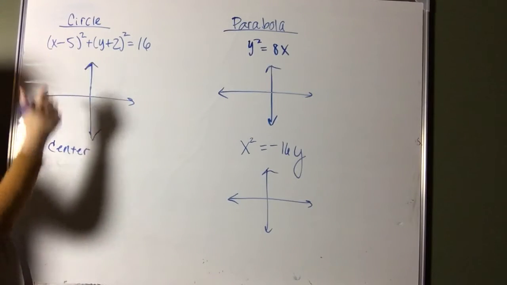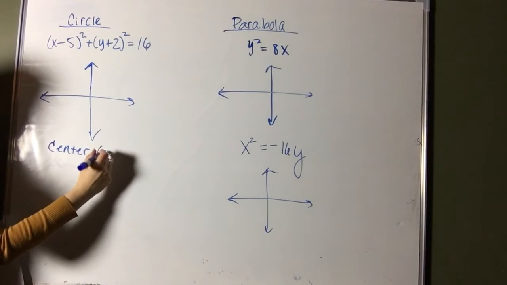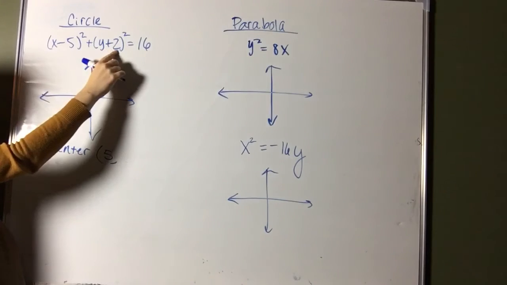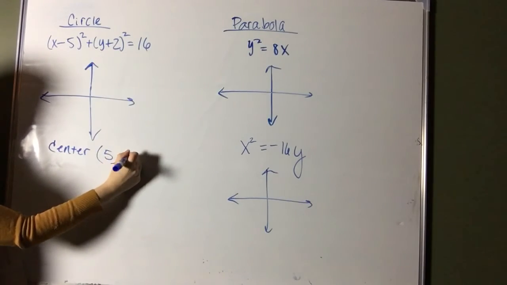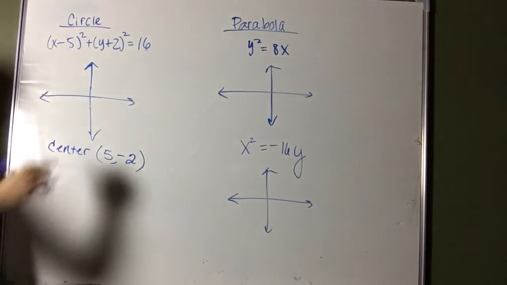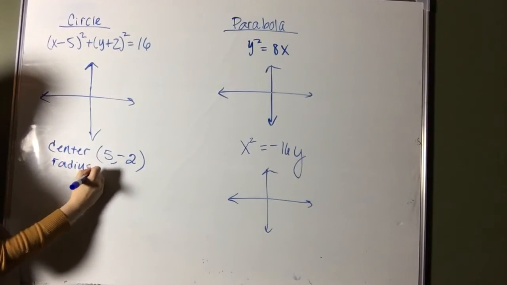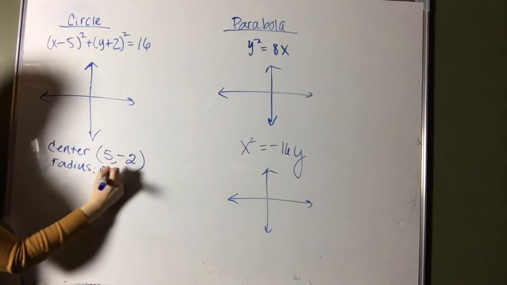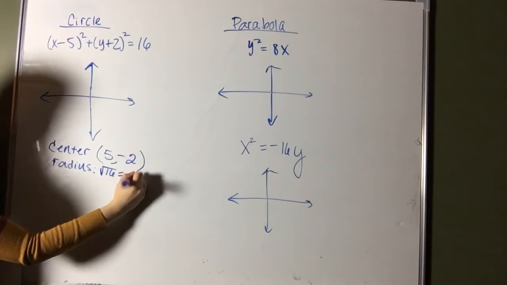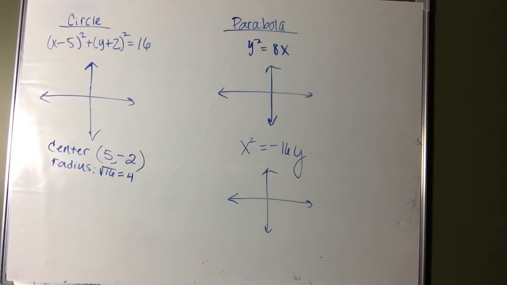So we have -5. Our x-coordinate will be +5. We have +2, so the y-coordinate will be -2, right? So opposite. And then the radius is always the square root of whatever number's over here, right? So whatever number's on the other side of the equation. The square root of 16 is 4.